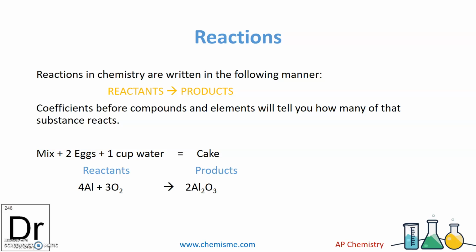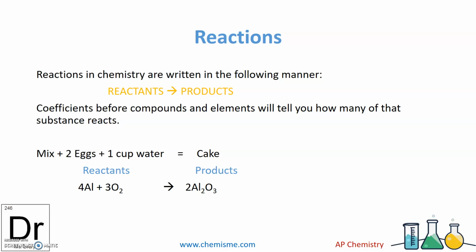Reactions in chemistry are written with reactants on the left and products on the right, and the coefficient tells you how many of those particles you need in order to react completely. For example, if you were going to make cake from a cake mix box, you would take one box of mix, and if there's not a 1, you assume a 1, 2 eggs and a cup of water, and those are your reactants, and then once you bake it, which might be your arrow, you make your cake.